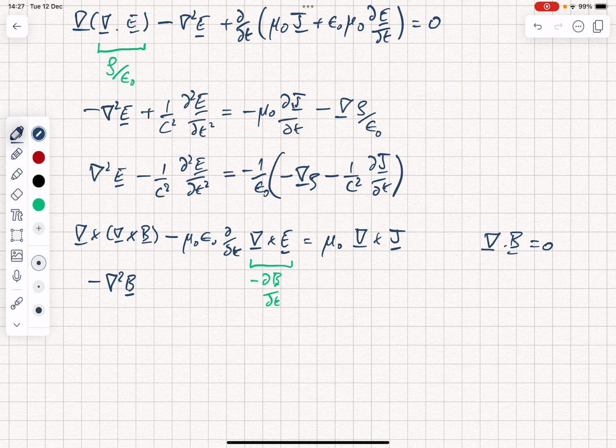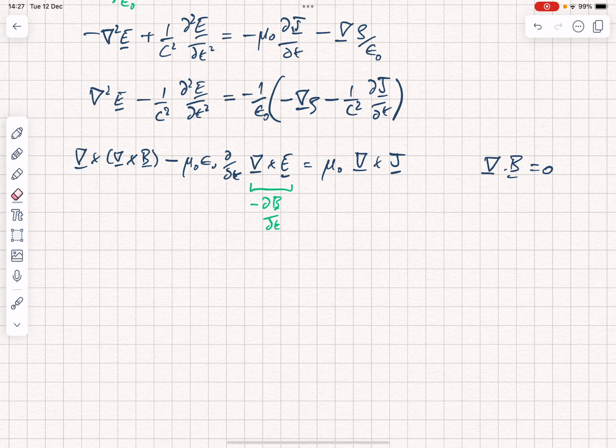So I'm actually going to need to shift everything down a bit. So I'm going to get a minus del squared B. I'm going to get a plus mu naught epsilon naught d2B by dt squared. That's because we've got a minus sign here and a minus sign here. They cancel to give us a plus, and that's going to equal mu naught curl of J.